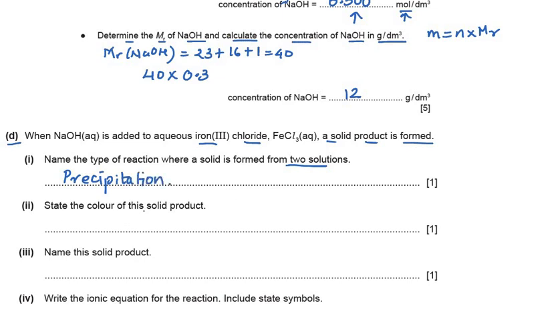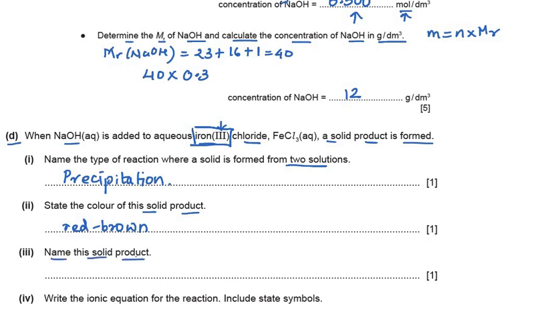Now state the color of this solid product. Now let's have a look at the question first, where we are adding NaOH to iron 3 chloride. Now iron 3, that is Fe3+, reacting with sodium hydroxide produces the red brown precipitate. So the color of the precipitate or the solid should be red brown.